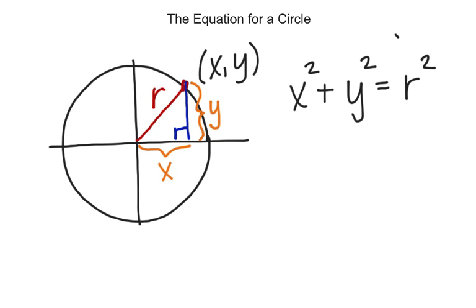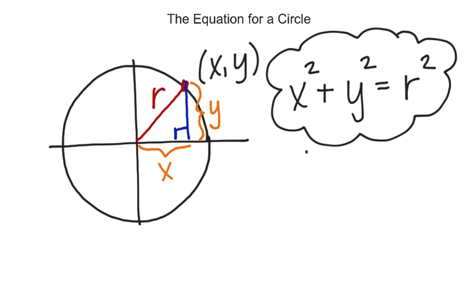And that is exactly the equation of a circle if that circle has a center at 0, 0, at the origin. X squared plus y squared equals r squared. Where does it come from? It comes directly from the Pythagorean theorem.